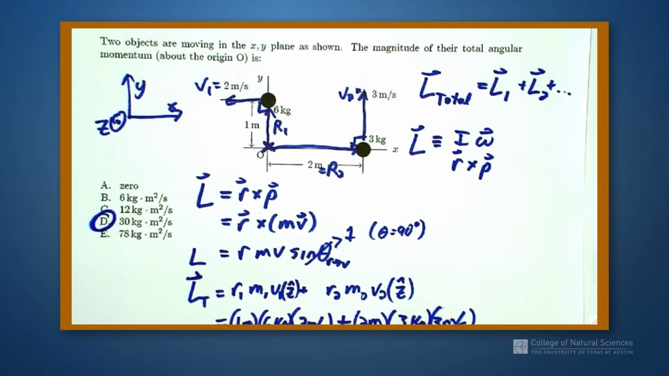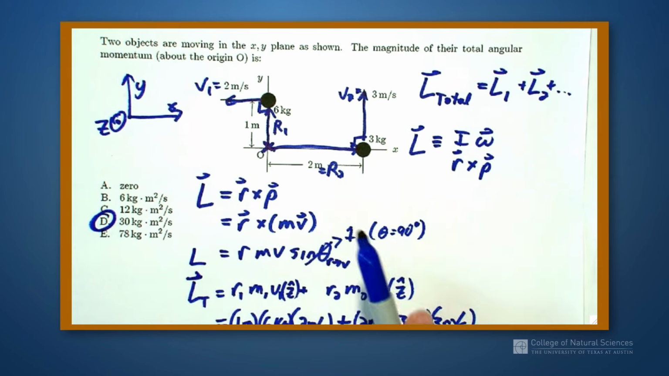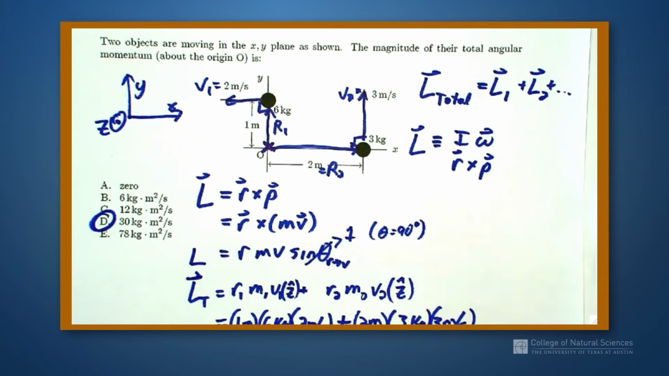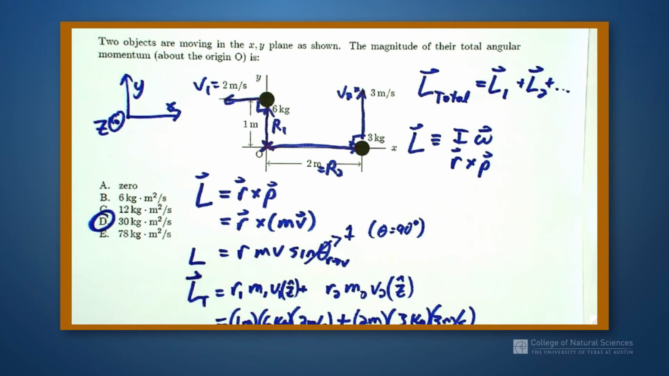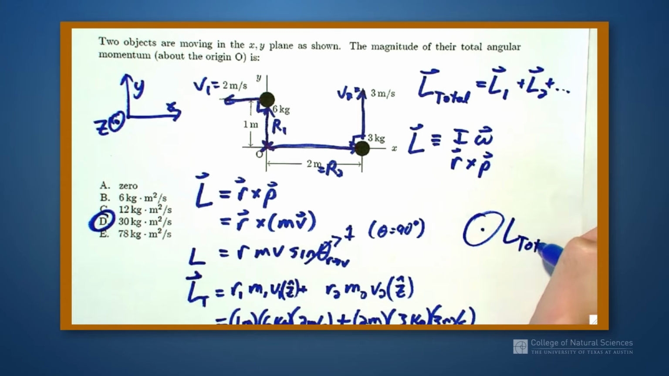So just running through everything, I needed to figure out R cross P for each of the individuals, add them together, but being careful that this is a vector equation, so I have to make sure, using my right-hand rule, that I'm actually adding the vectors together in the right direction. So the last thing to note is that the total angular momentum is 30 kilogram meters squared per second in the positive Z hat direction. So it actually points out of the page at us.